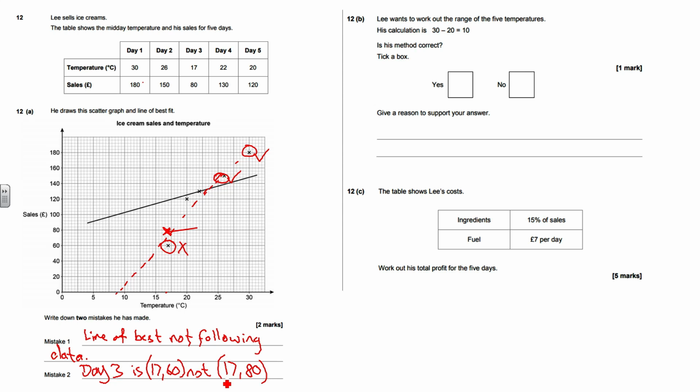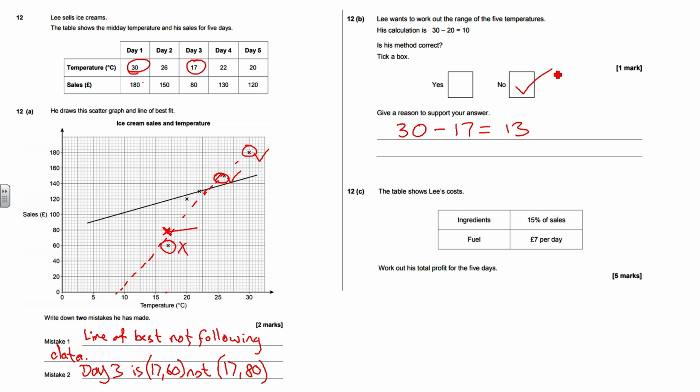12b, Lee wants to work out the range of the 5 temperatures. His calculation is 30, take 20. Is his method correct? The range is the biggest number, take the smallest number. The biggest number in my temperature list is 30. The smallest, however, is 17. So what he's done wrong there is he's done the first, take away the last, whereas what we should have done is the biggest, take the smallest. So we can say, no, he's not correct there.